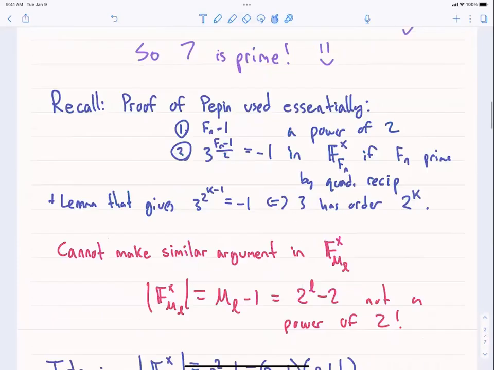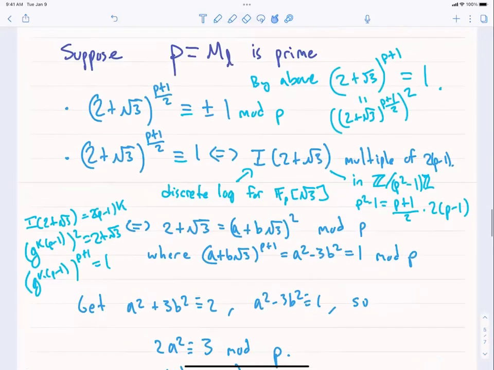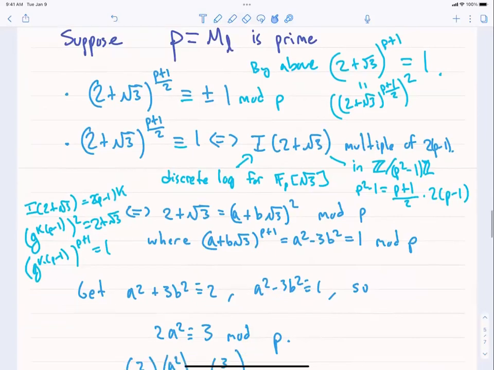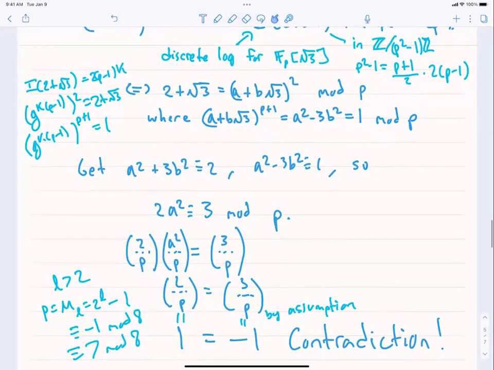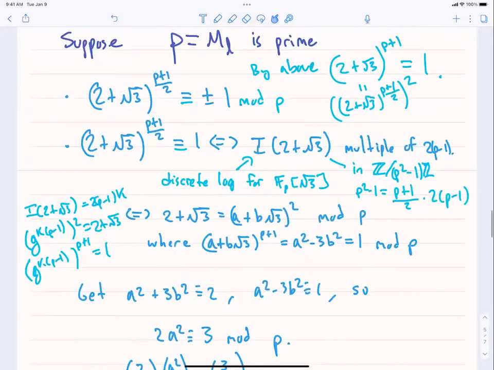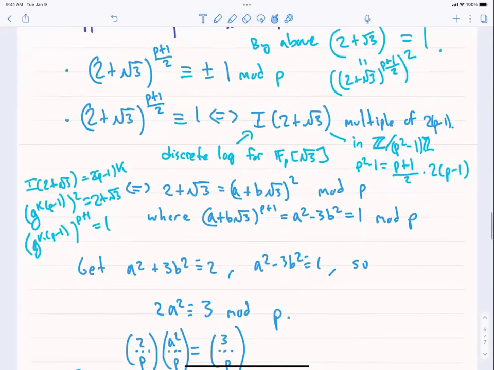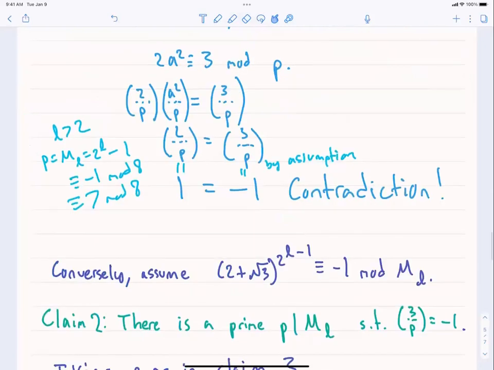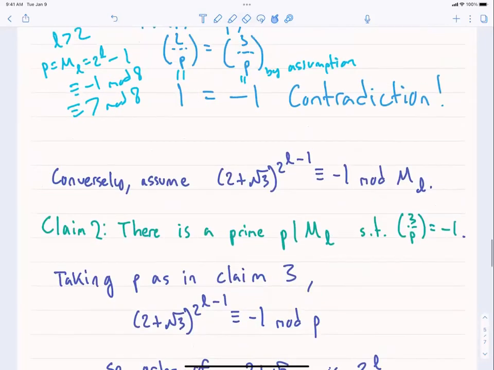Okay, so there's a little bit more involved than in Pepin's test, but he used the same sort of things. He just did some manipulations to get something that couldn't somehow be a square. There's a different way to think about this that we'll talk about a little bit in class on Thursday, related to exercise 2 on your worksheet. But anyway, this works.